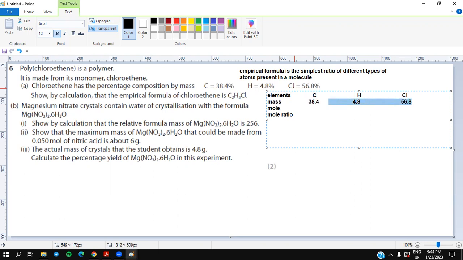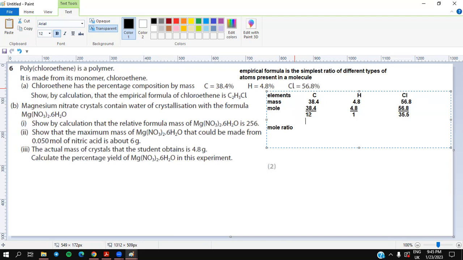Now we know the mass values. After the mass, we need to calculate the moles of each element. To find the moles, we divide each mass by its molar mass. What's the molar mass of carbon? It is 12. Now hydrogen: the mass is 4.8, divided by its molar mass, 1. You can get these values from the periodic table. Then chlorine: the mass is 56.8, which we divide by 35.5 from the periodic table.